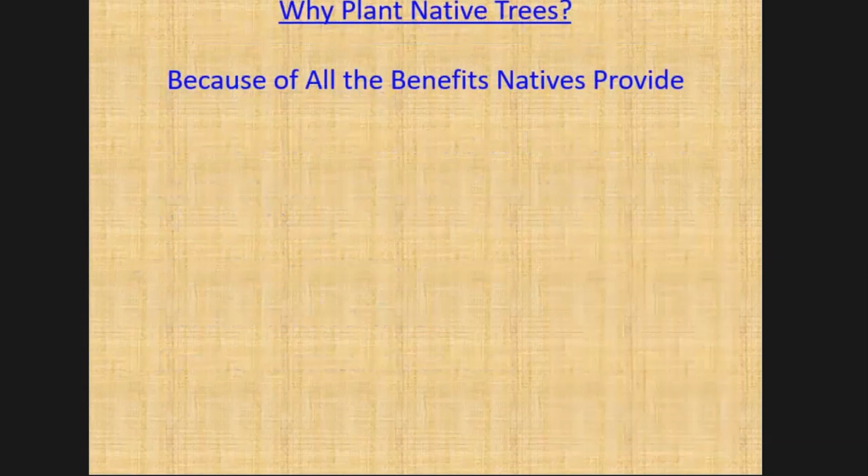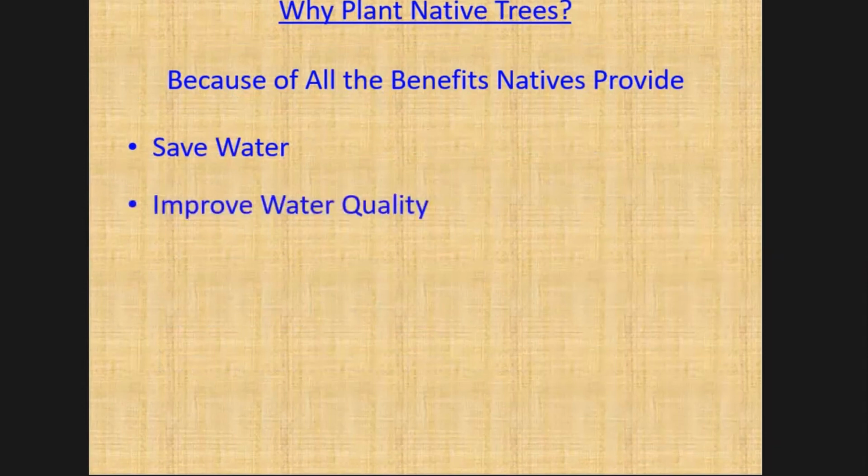Why plant native trees? Well, you guys are all like the choir in terms of native trees. So we're going to talk quickly about native trees, but for the most part, we're going to get into the benefits of all trees. Of course, they save water, and native trees save water better than non-native trees because they're drought tolerant. They improve our water quality by filtering out pollutants in surface water and the aquifers and things like that.